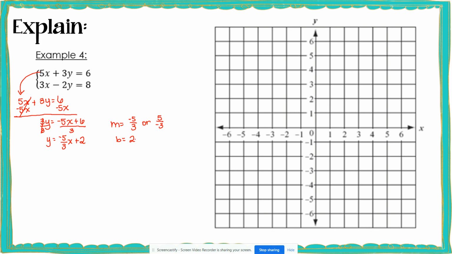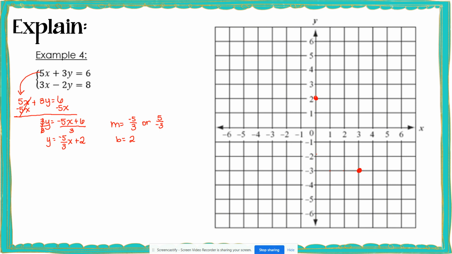So let's graph this. If our y-intercept is positive 2, we go up to positive 2 on our y-axis. If our slope is negative 5 over 3, the negative 5 is our rise, so we go down 5: 1, 2, 3, 4, 5. Then our run is positive 3, so we go right 1, 2, 3. So this would be our next point.